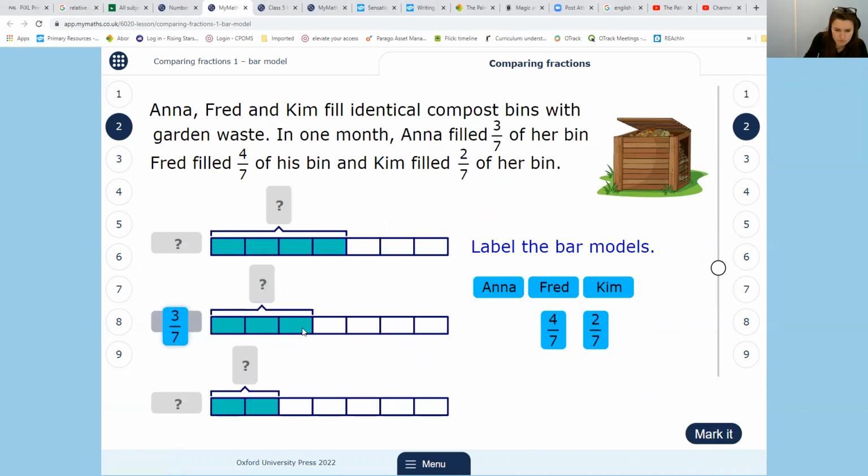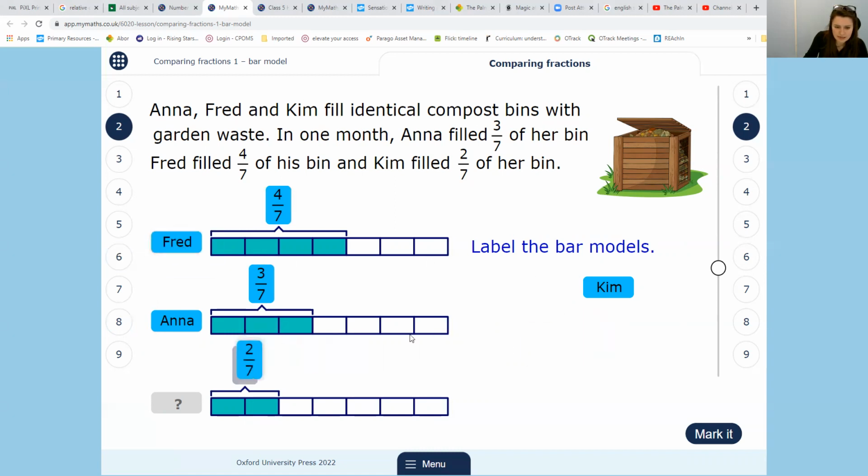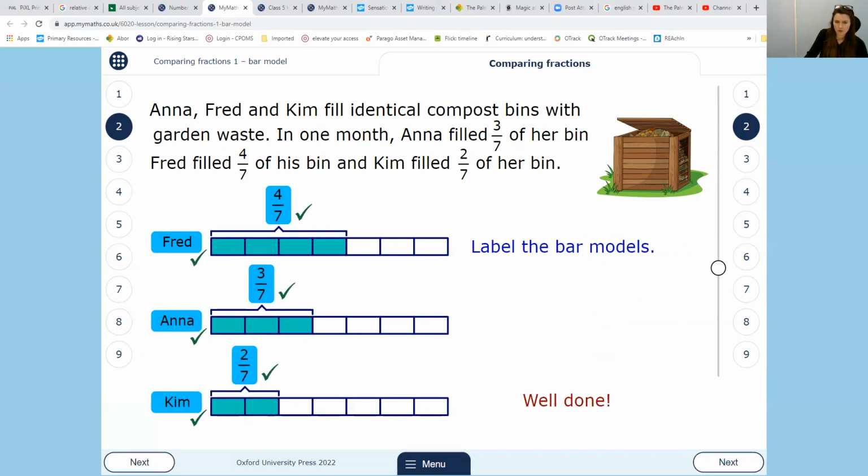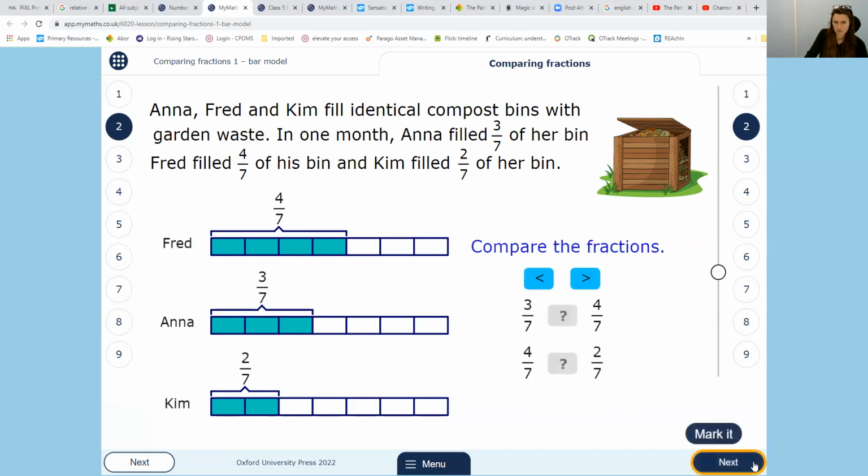We've got 3/7 here, and that was Anna. We had 4/7 here, and that was Fred. Oh, let's fit Fred in there. And then Kim had 2/7. And therefore, we have got them now in order. We've got the 4/7, the first one, that's the biggest, down to the smallest.